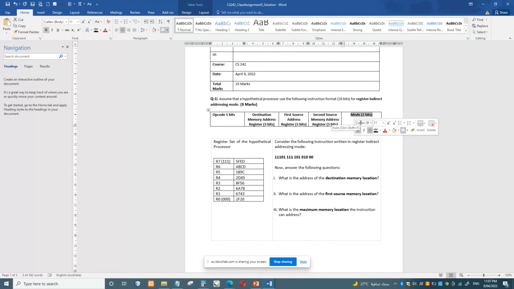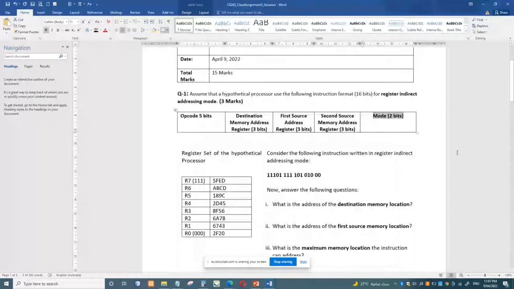Yes. Doctor, can you zoom, please? Oh, sure. Can you see it?